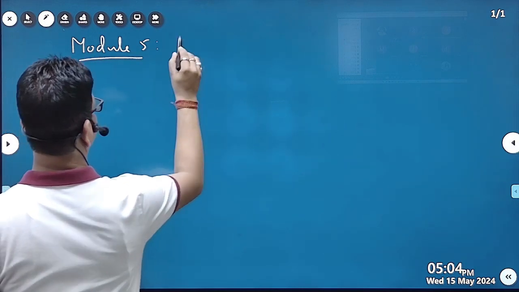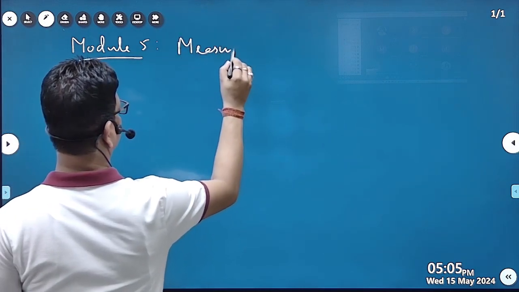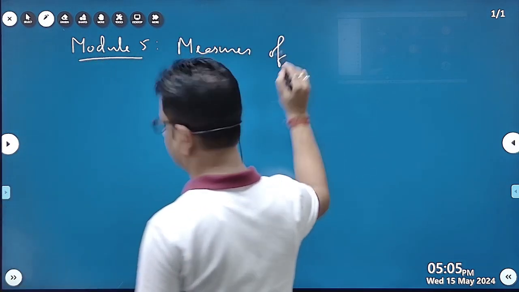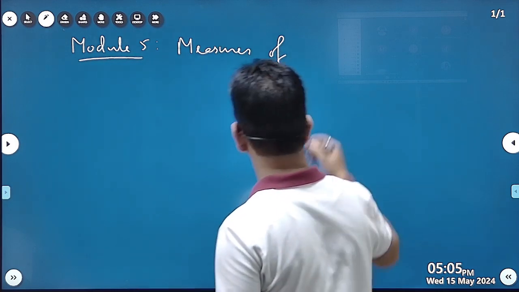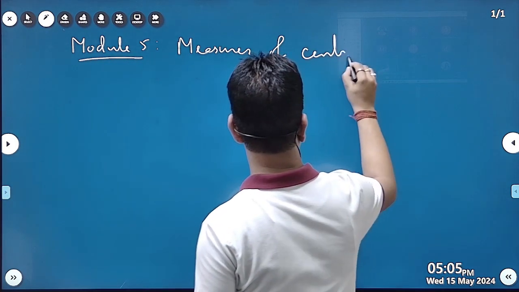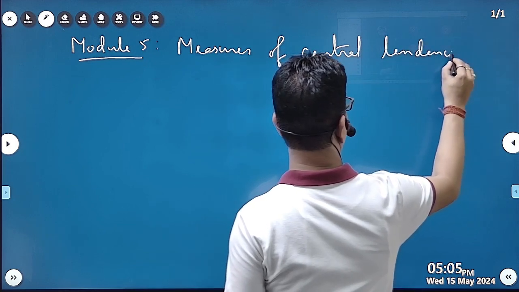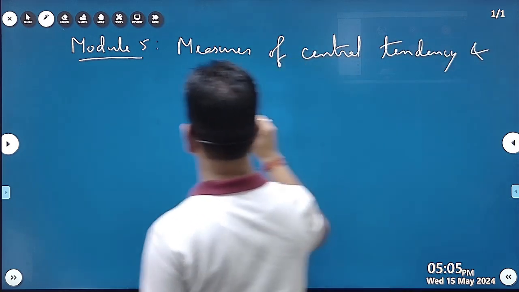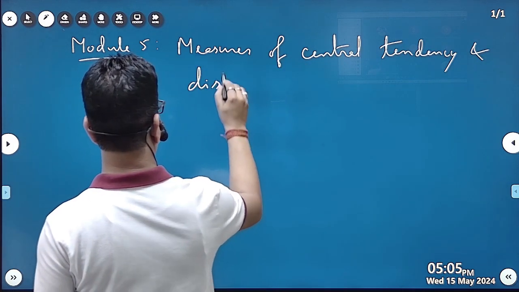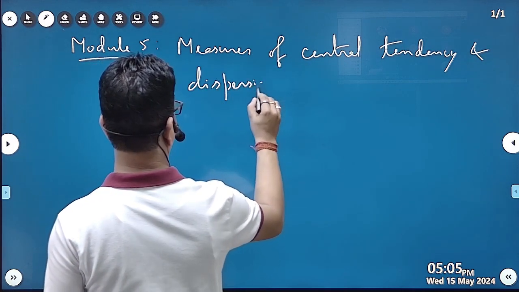Module 5 is the measures of central tendency and dispersion. Measures of central tendency and dispersion. So this is our module 5.